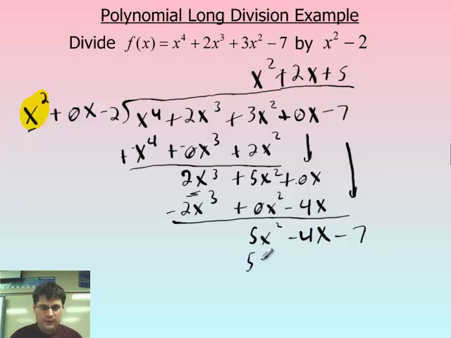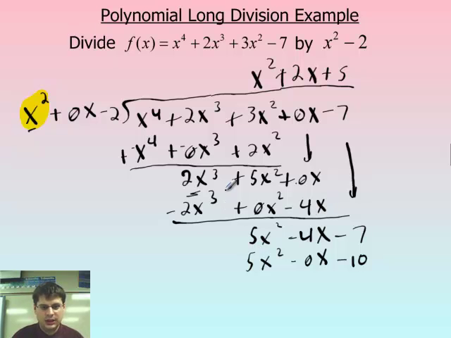So we're left with 5x squared minus, and then it's just going to be 0x. And then 5 times 2 is negative 10. And then we're going to subtract these terms.